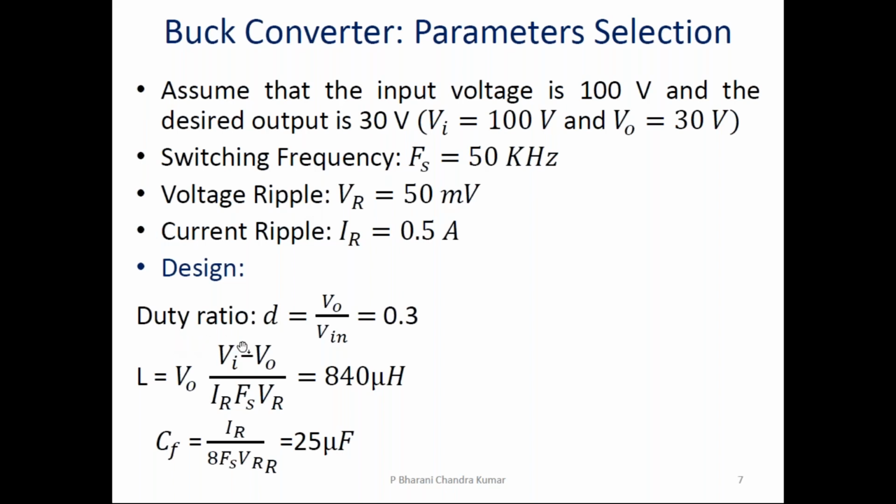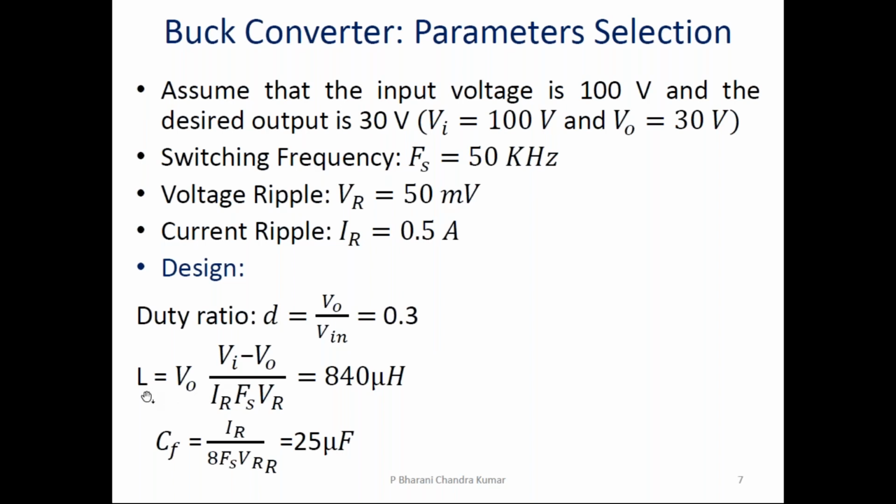Okay, sir. So the duty ratio is V naught by V in. V naught is 30 and V in is 100, so I get a duty ratio of 0.3. One thing to remember is that the duty ratio will always be between 0 and 1. The fundamental formula for the duty ratio is T on by T on plus T off. The maximum value equals 1 if T off is 0, that means T on by T on equals 1, and the minimum it can go to is 0. So the duty cycle always varies between 0 and 1.